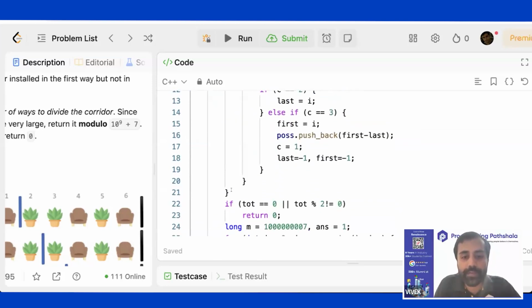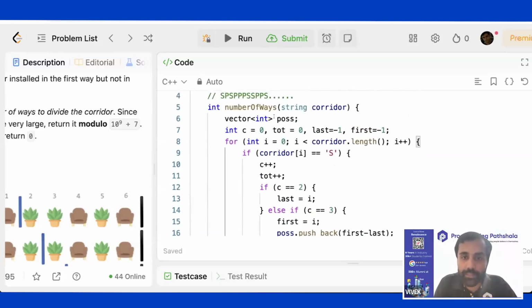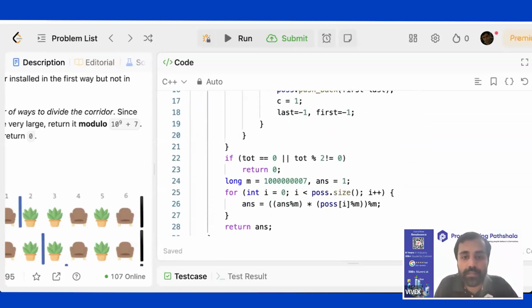So finally, when you come out of this loop, you would know how many different points there are where you could have inserted different separators. And then all you have to do is take the product of this vector. Nothing else needs to be done. Now, why did I put this condition, you can think about it. If the total is odd, so if the number of seats is odd, we know the answer is 0. And if the number of seats is 0, then also the answer should be 0. This is another important edge case, because just imagine, if everything is plant, you can have no separator with 2 seats. So this is also another important edge case.